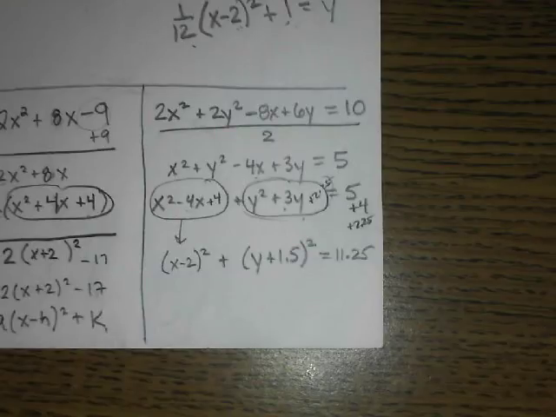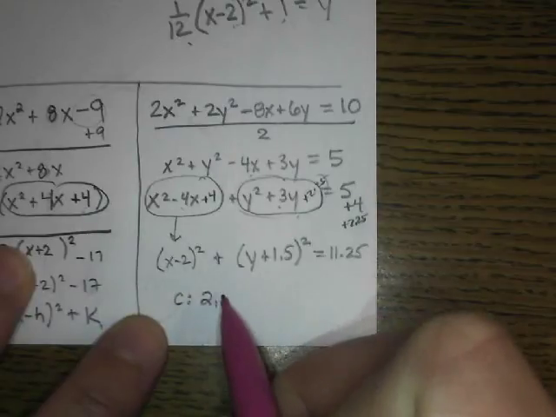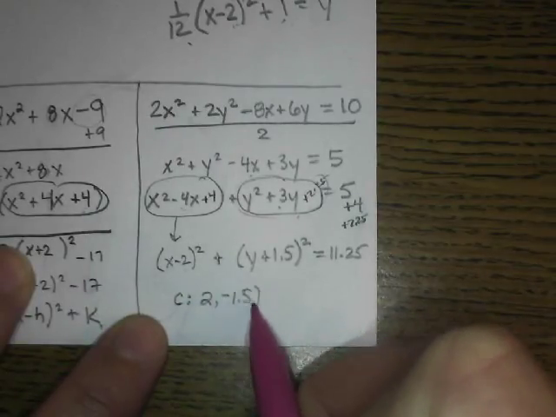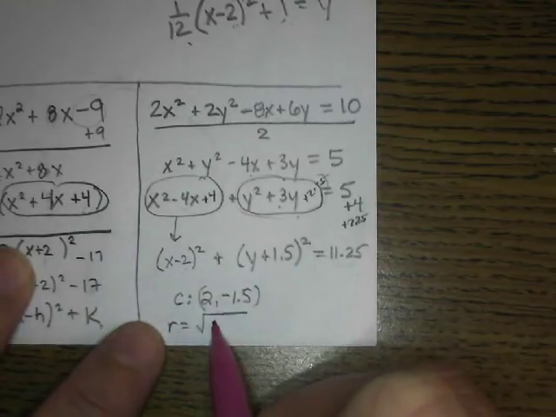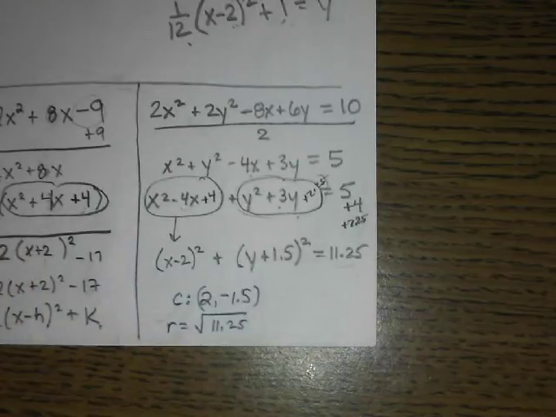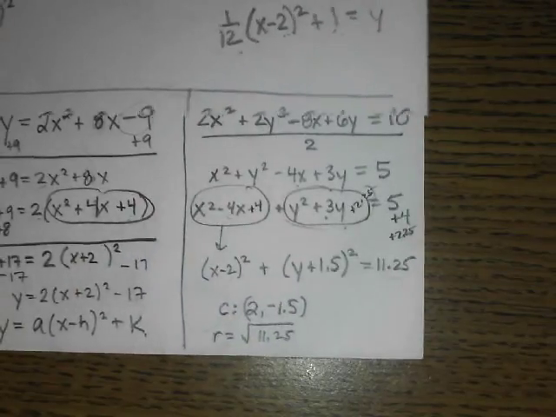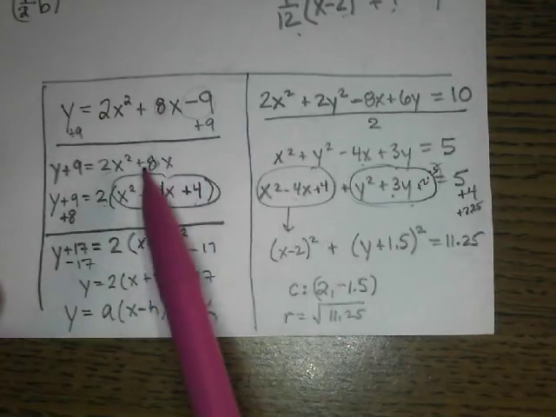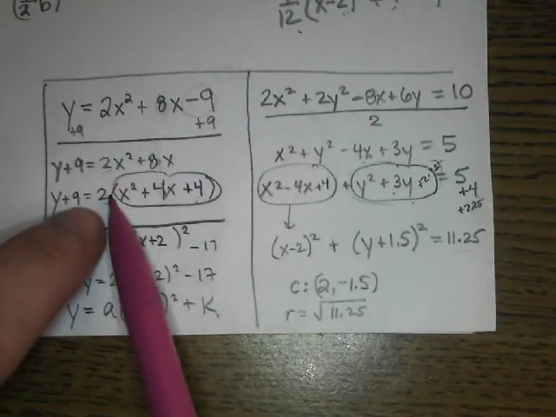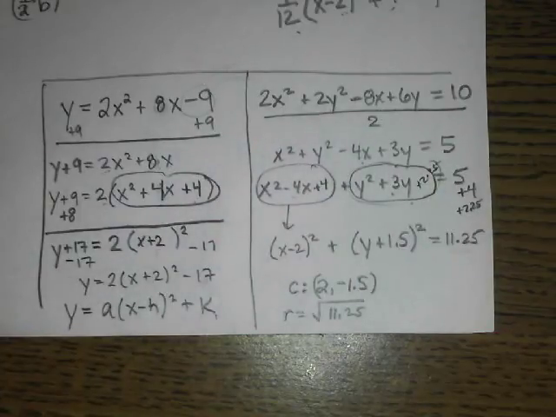So what is our center, Alexis? 2 comma negative 1.5 is our center. And our radius is going to be the square root of 11.25, which hopefully would end up being a nice number, but we'll just leave it like that. Okay? So in both of these cases, I illustrated how you can't have a coefficient. In this case we had to factor out the 2, and in this case we just divided everything by 2. But that's where completing the square is most prominent.